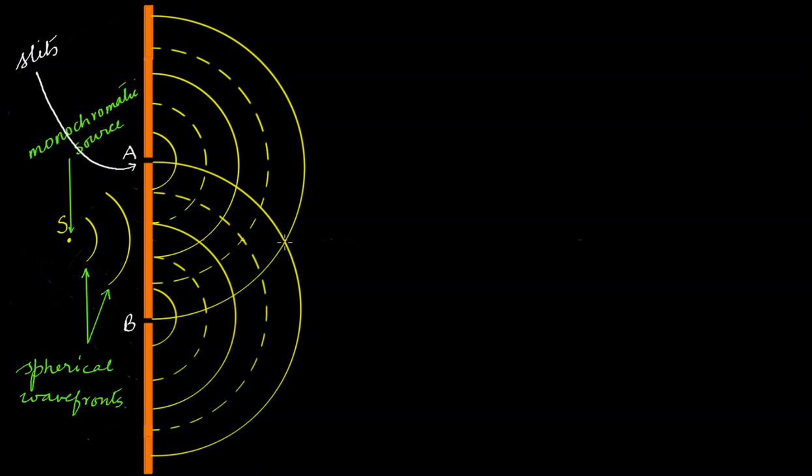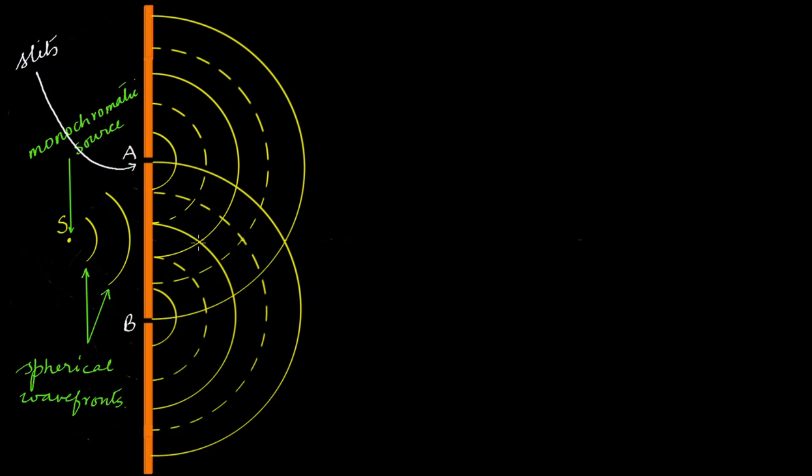So what type of point are we getting here? We are getting a bright point because this is constructive interference. Yes. Similarly here, you will see that the trough of the wave coming from A coincides with the trough of the wave coming from B. What type of interference is happening out here? Constructive interference. So it will produce a bright point.